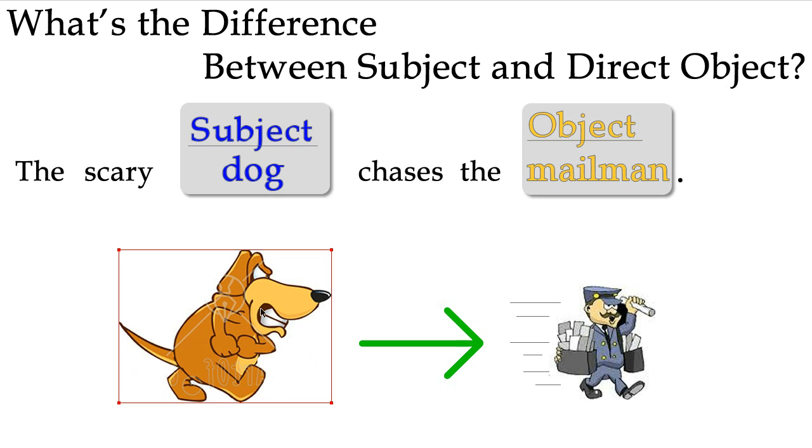Your dog may not have been quite as big when you were imagining it, but I mean, come on, this thing's chasing a mailman. It's pretty big. And here we have the mailman running in terror. This illustrates this sentence with the subject of dog performing the action, chases, on the direct object of mailman.